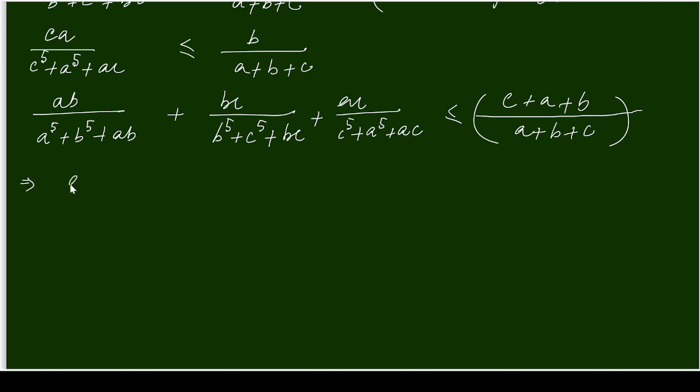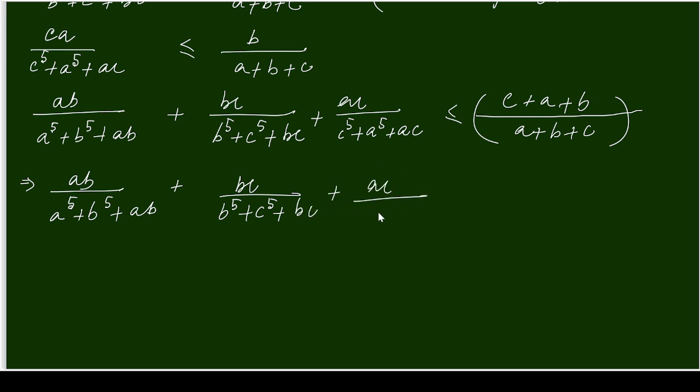So AB over A power 5 plus B power 5 plus AB, plus BC over B power 5 plus C power 5 plus BC, plus AC over A power 5 plus C power 5 plus AC is less than or equal to 1. Hence proved.